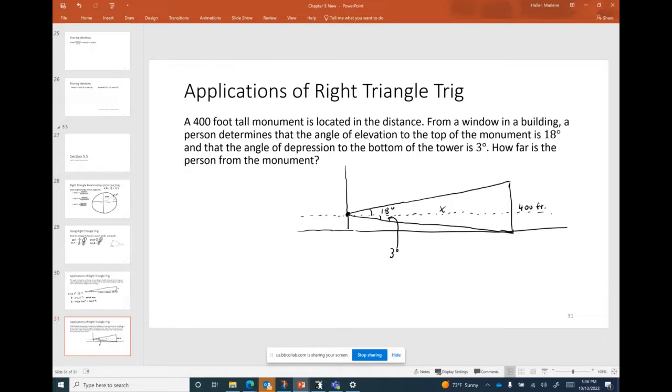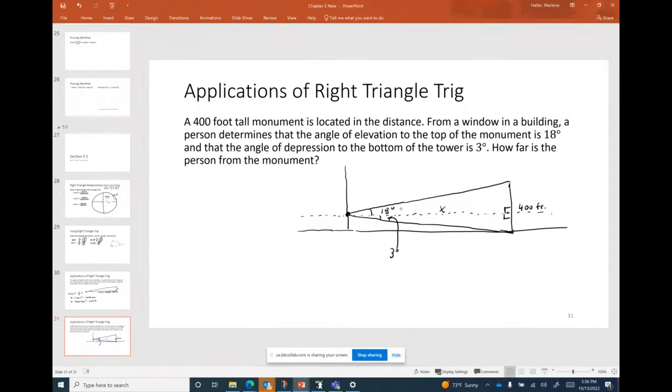Well, if we want to use right triangle trigonometry, we've got to have right triangles. That big triangle that I've drawn is not a right triangle. So let's go ahead and mark these two smaller triangles as right triangles. This is going to be a perpendicular. We're going to assume that monument or tower is perpendicular to the ground.